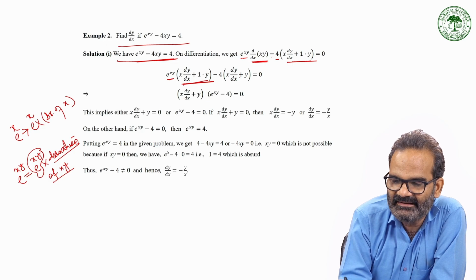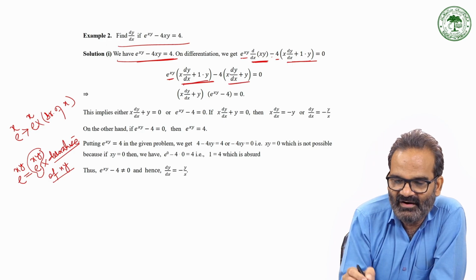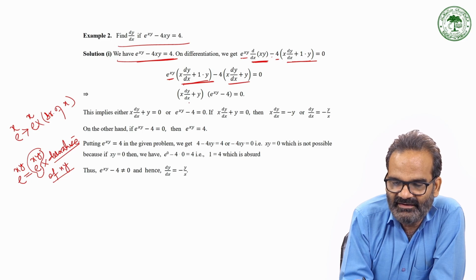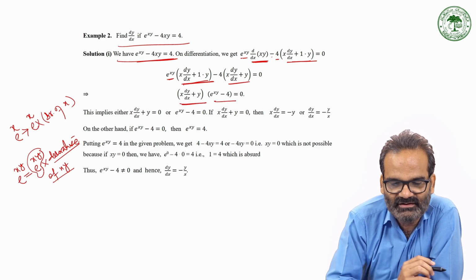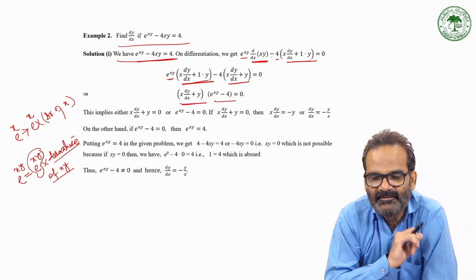Now, this bracket and this bracket are the same. You can take it as common. So, what you will get? x dy over dx plus y. And what is left? E raised to the power xy minus 4. So, this into this is equal to 0. Right? So, everything is clear?